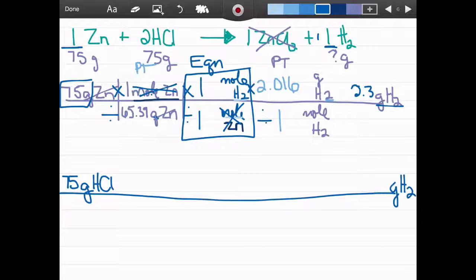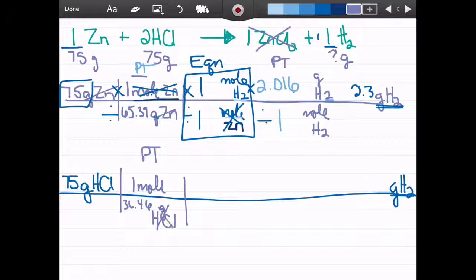Now you need to go to the same goal as before so that you can still compare your answers. So we know that our mass of hydrochloric acid is going to come from the periodic table if we look up above. If I add up hydrogen and chlorine on the periodic table, I have 36.46, and I always have 1 mole on the opposite side of grams. Then my grams have canceled.